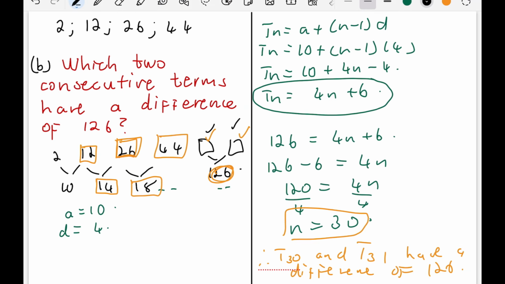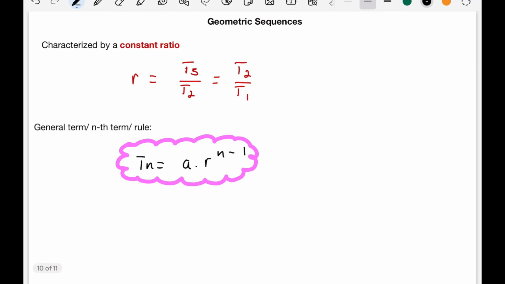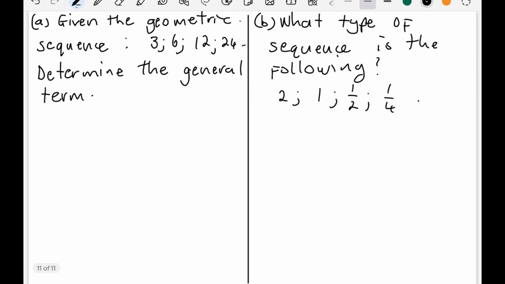Now, let's talk about the new stuff, and that is geometric sequences. We start talking about geometric sequences in grade 12. Geometric sequences are characterized by what we call a constant ratio. In other words, if you take term 3 and divide it by term 2, you should get the same answer as if you took term 2 and divided it by term 1. Let's look at an example for that.